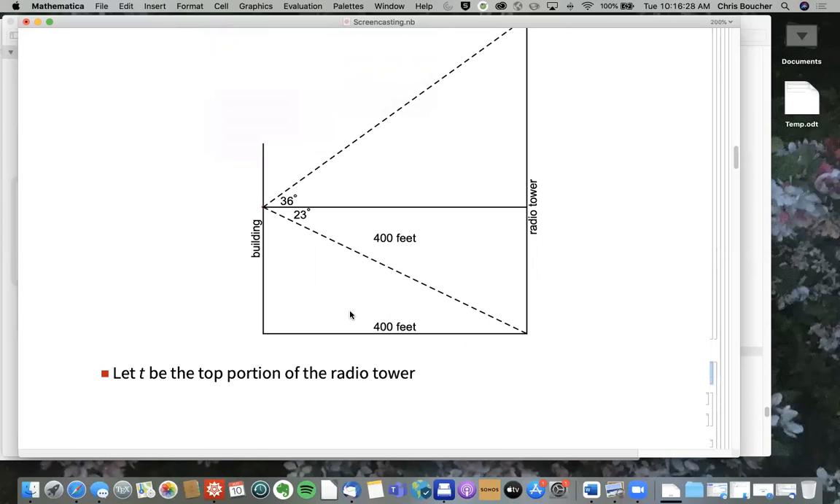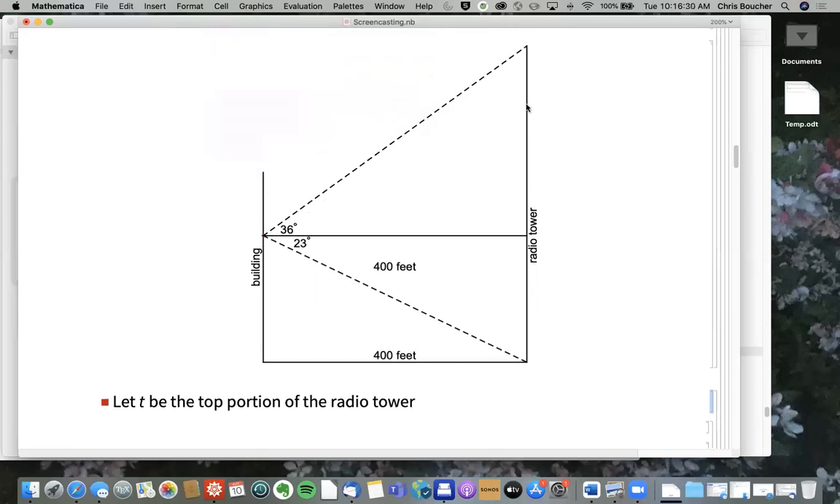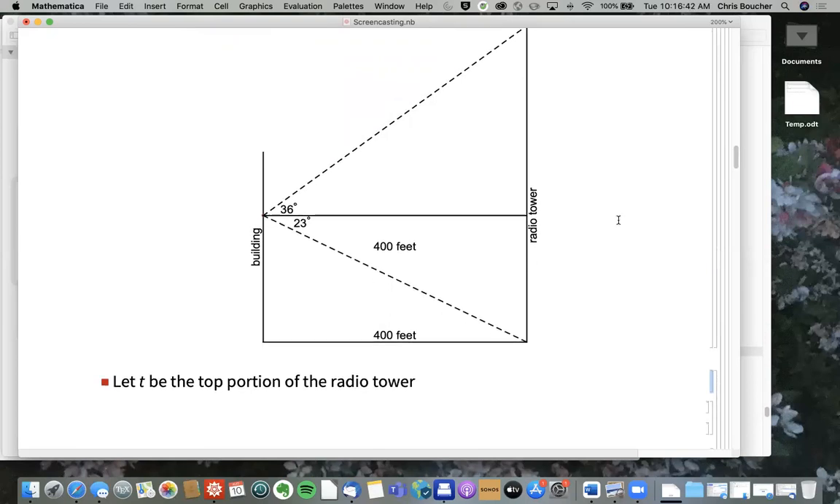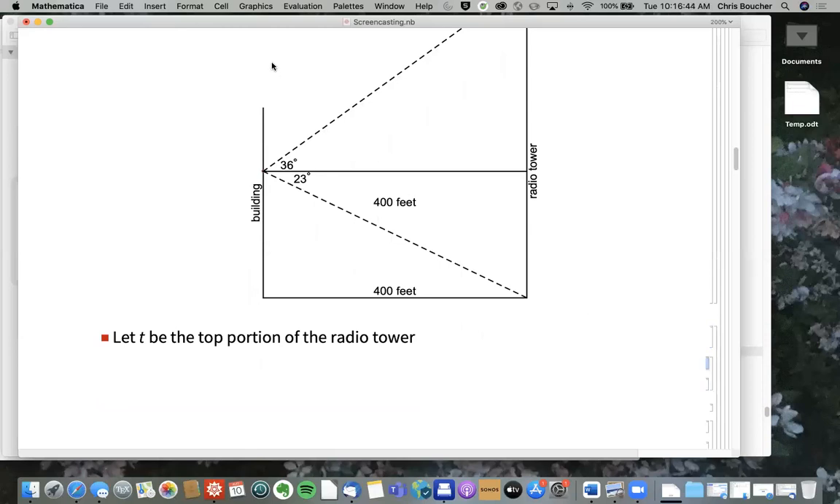So, okay, let's do the top first. I'm going to call this top portion here, the length where the cursor is moving now, T, and that is opposite the 36-degree side. The 400 is adjacent to the 36-degree side, so that suggests that the tangent function is a good one to use because tangent is opposite divided by adjacent. So the tangent of 36 is the opposite value, T, divided by 400.